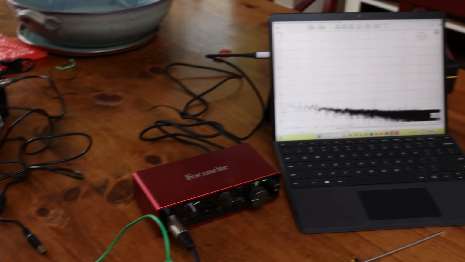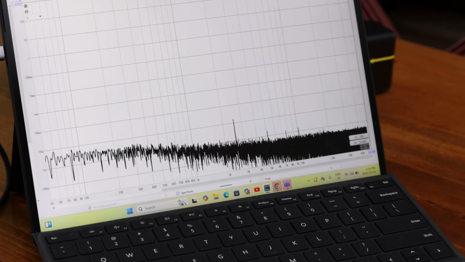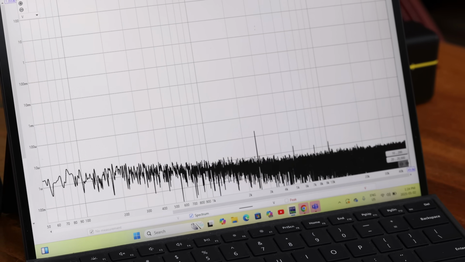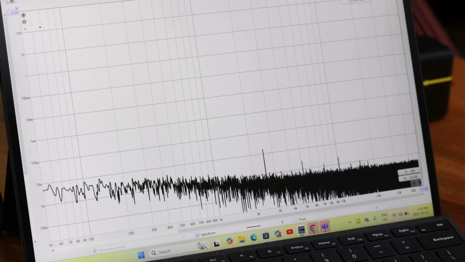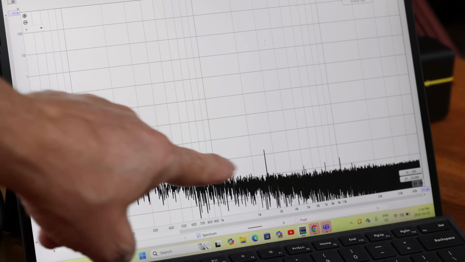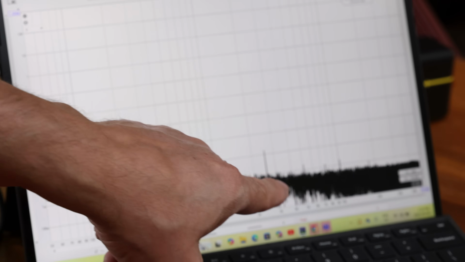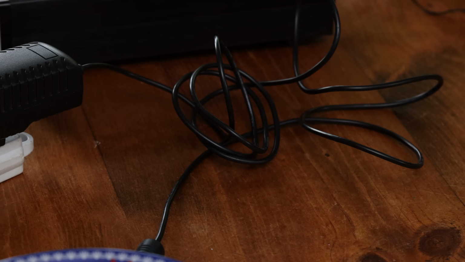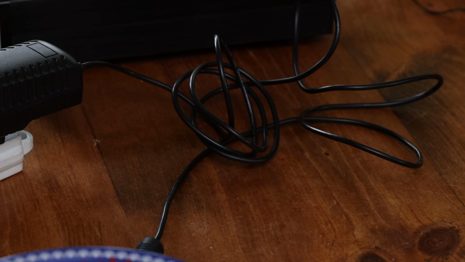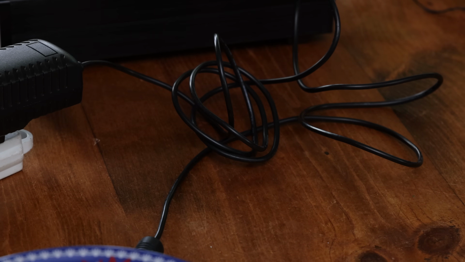All right, so let's have a look to see how this one is measuring. So this one is way better than the other one for sure. We're looking at around 5 microvolts, but we have a little spike here in the 2.5 kilohertz region. Now a lot of the noise is also caused by this long cable. Again, the same story with most power supplies.